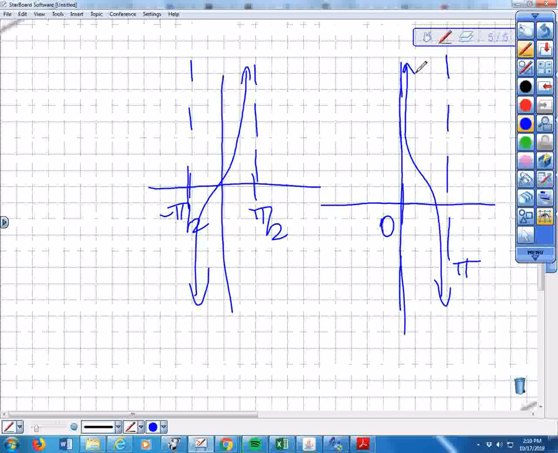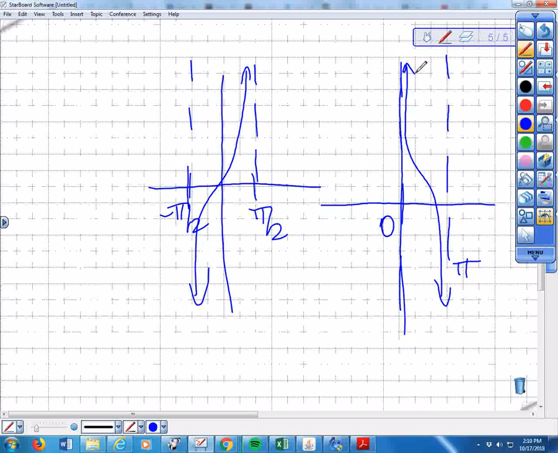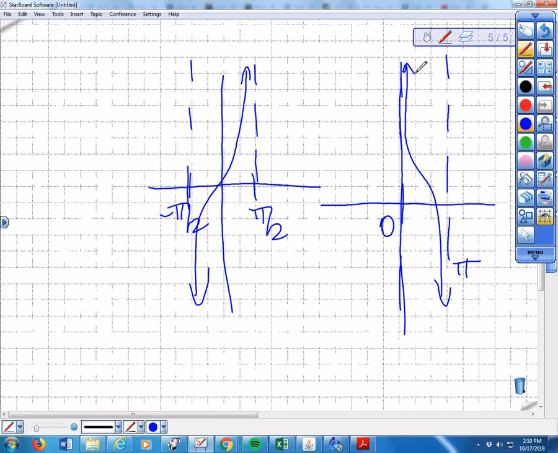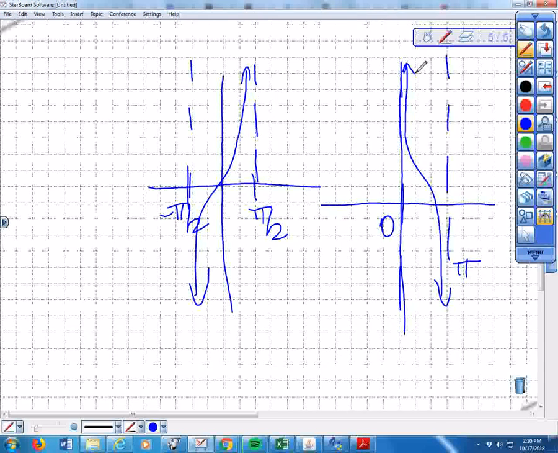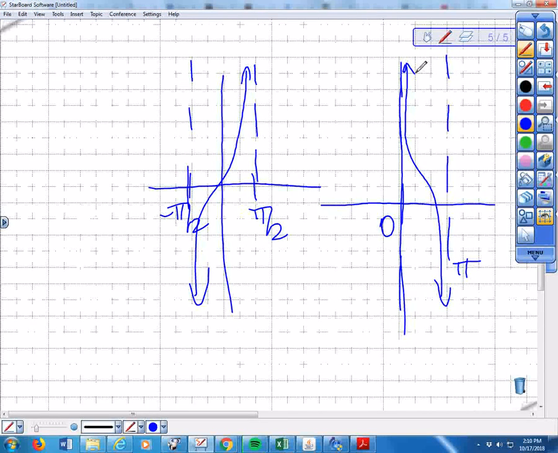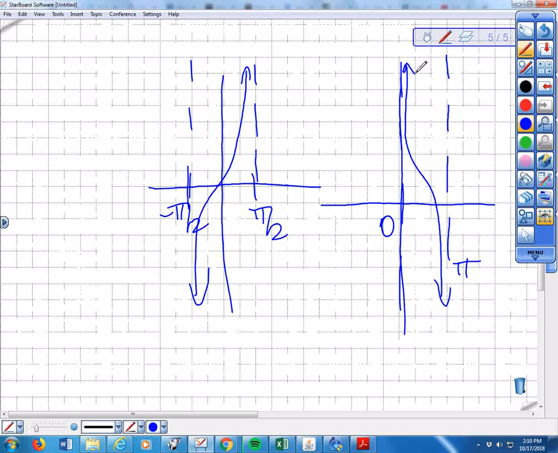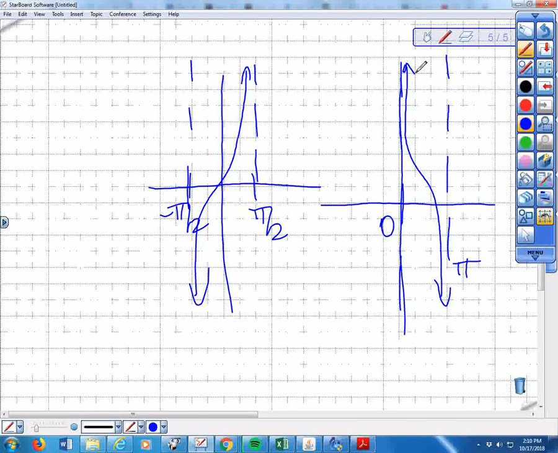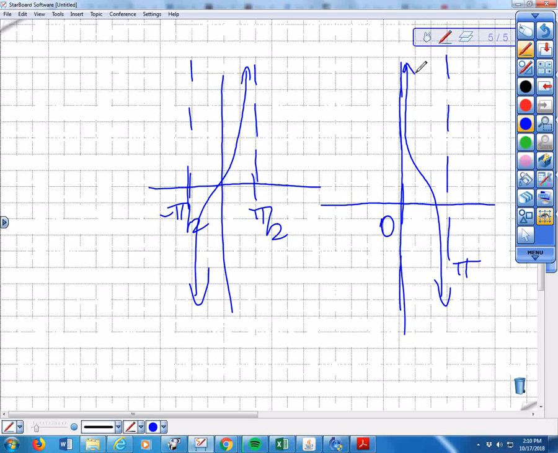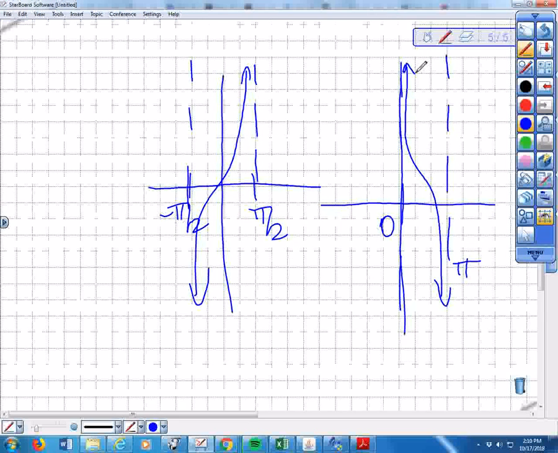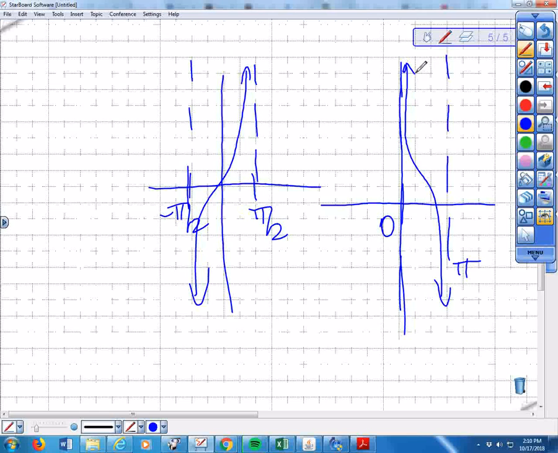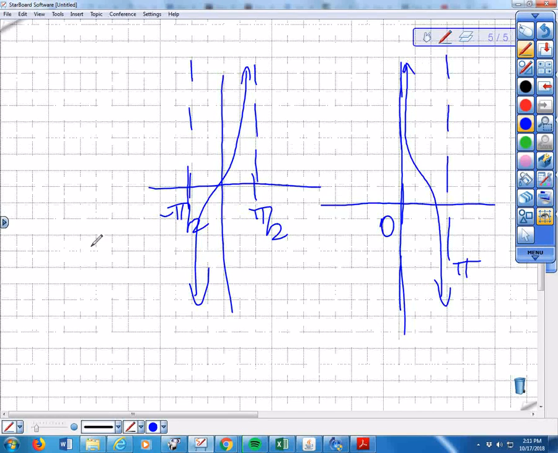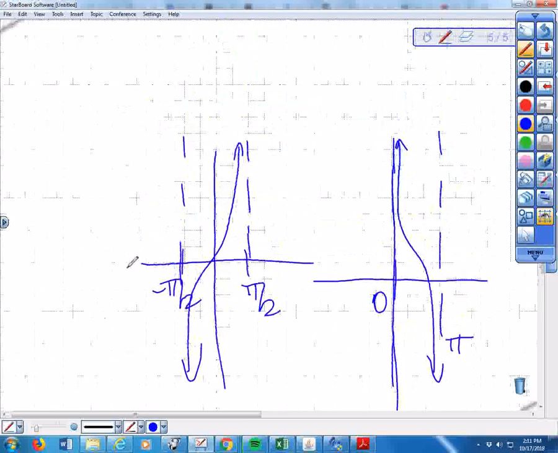So its domain restriction is from 0 to pi, just between those two asymptotes. Okay? Secant and cosecant are the same as sine and cosine. Secant goes with cosine, sine goes with cosecant. They share the same domain restrictions. Okay? Am I right about that? I have to think now that I say that.